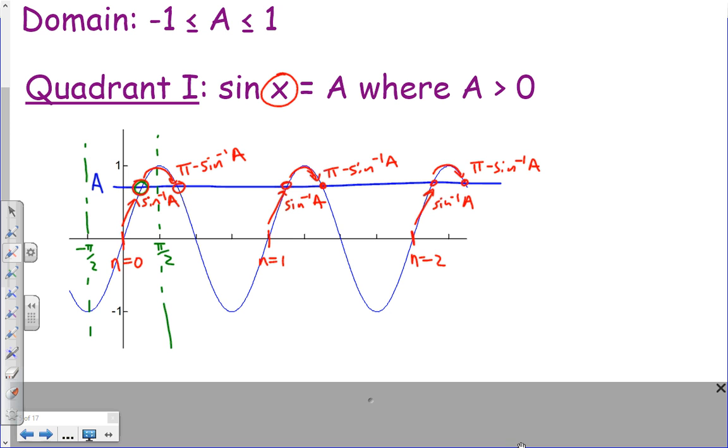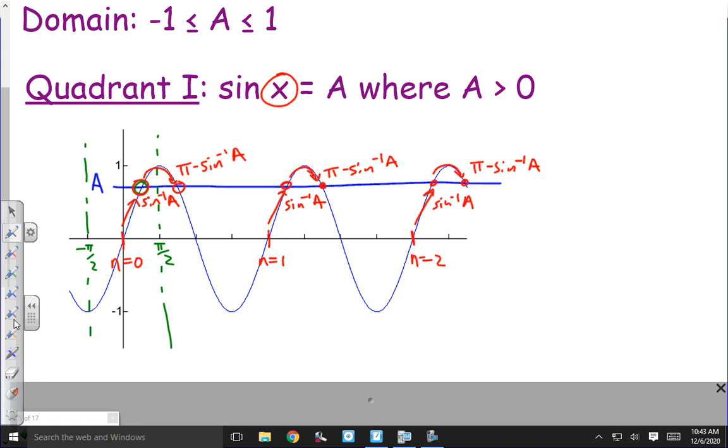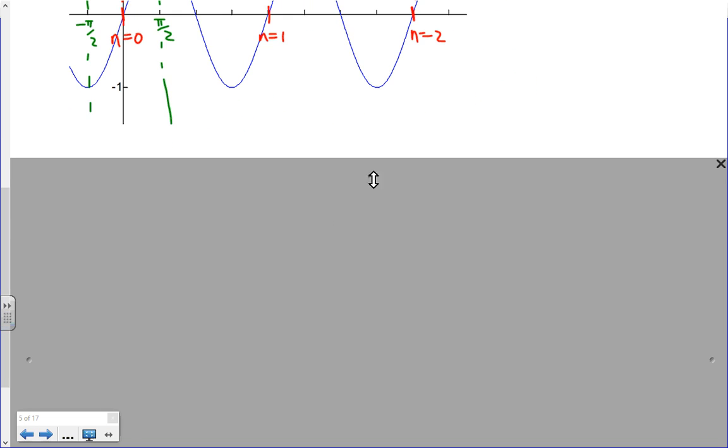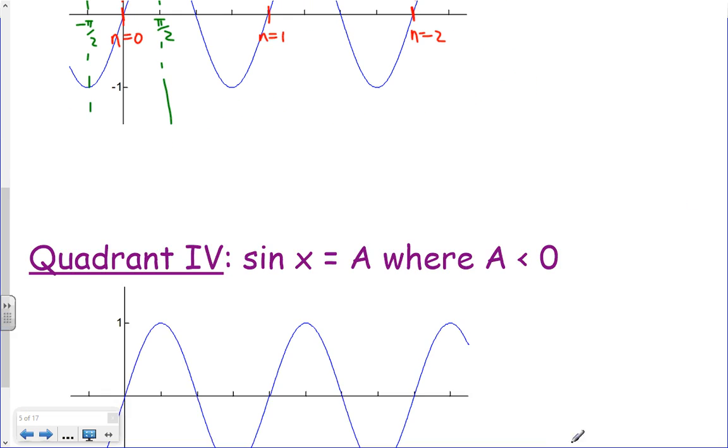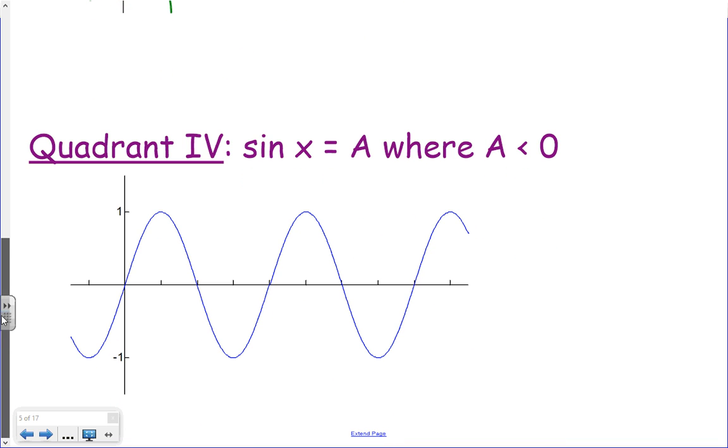All right. Again, that example we started off with, that should hopefully look very similar because that's exactly what we did there for that first example. Nothing new there. The question is, what happens if we are in the fourth quadrant? So let's consider an example that illustrates that. So if we're in the fourth quadrant, that means we're talking about a value of a that is negative. So sine of x equals a, where a is less than 0. All right, so let's sketch that.